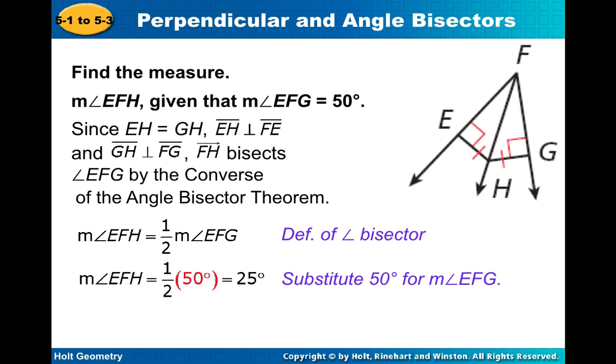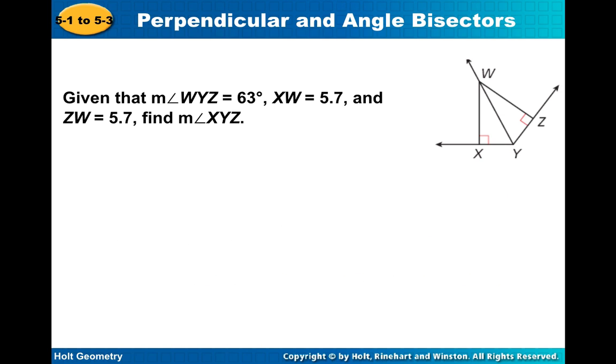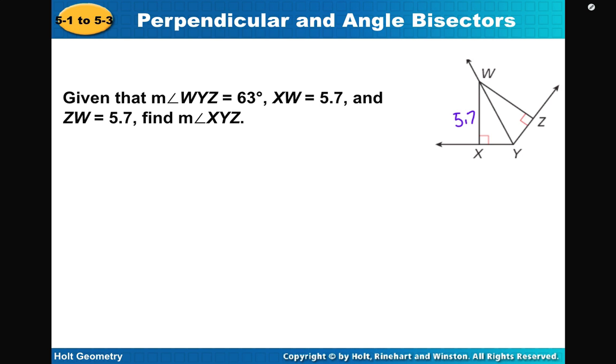(25 degrees). So the converse of the angle bisector theorem was used there. This one doesn't have the tick marks, but notice they said XW is 5.7, ZW is also 5.7. This looks kind of weird because it's an obtuse triangle. But W is equidistant from the sides of this angle. So that means that angle is bisected.